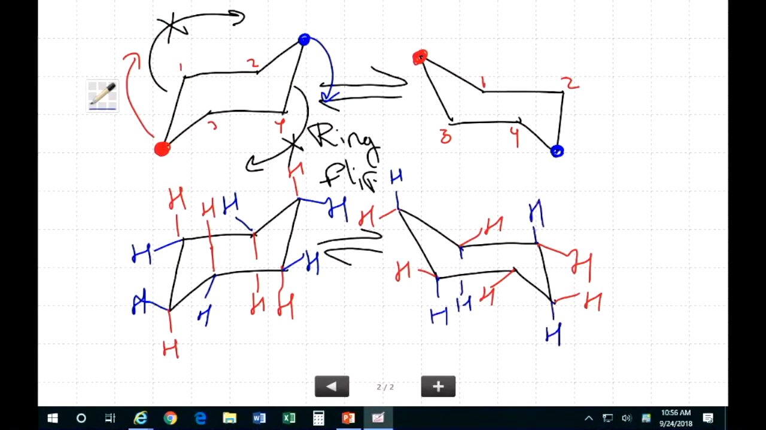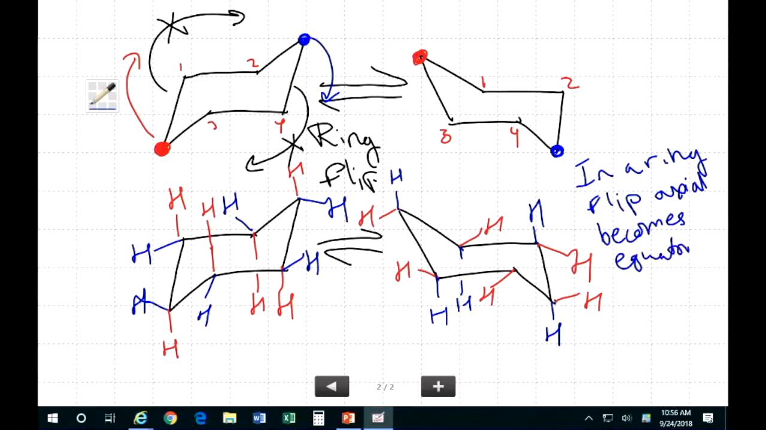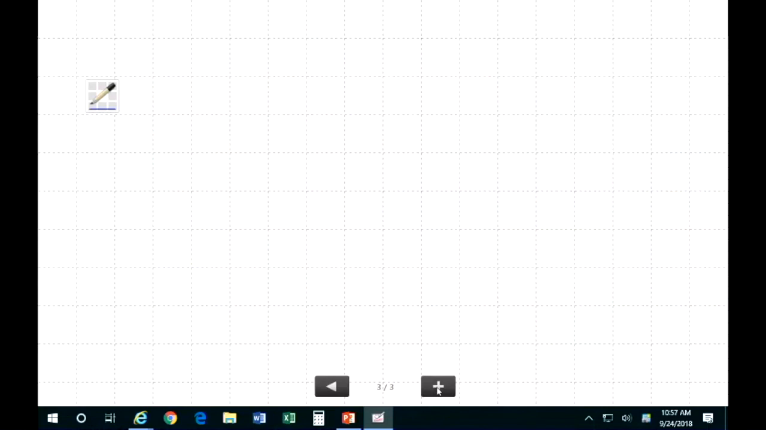So in a ring flip, axial becomes equatorial, and vice versa. I might have to go back to the pen because my finger can only handle this for so long. So we have our ring flip, we go from one to the other.